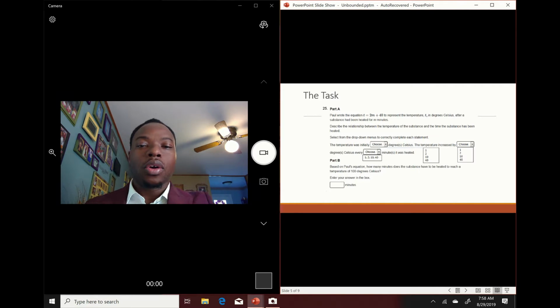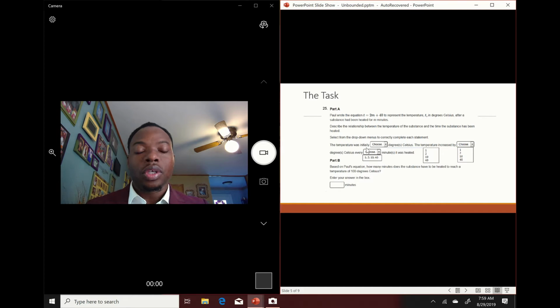So now when it goes in and explains what to do, it says describe the relationship here between the temperature of the substance and the time the substance has been heated. In this case, there's a drop-down menu. This will probably be an online test. Sometimes it's a text box, and students will have to write their response. So it starts off saying the temperature was initially, and then I have to choose from these options.